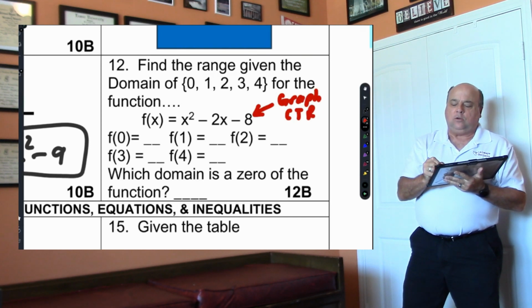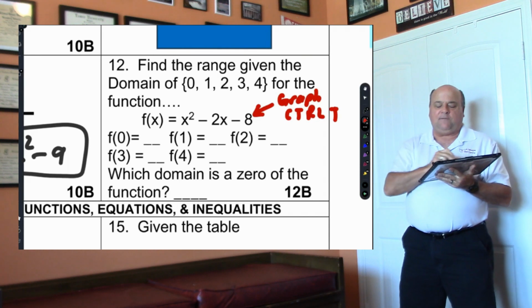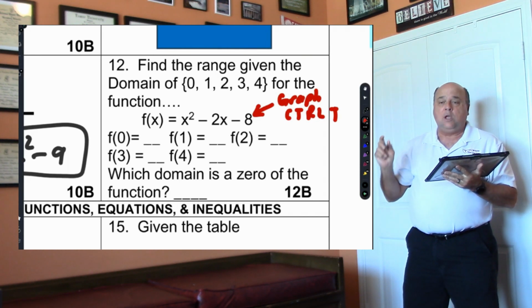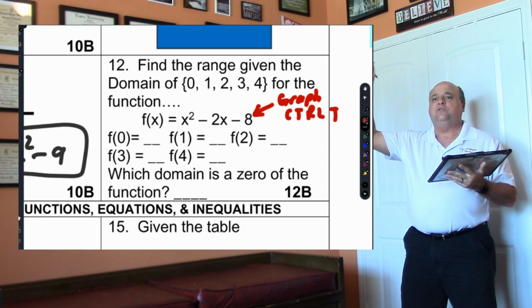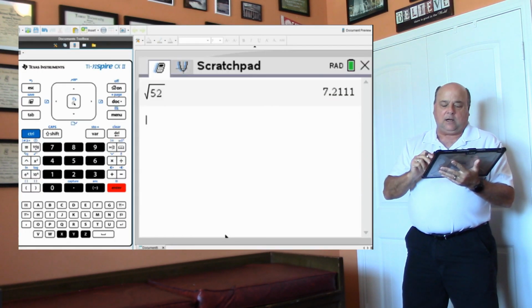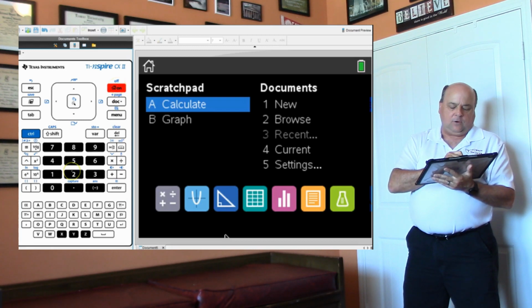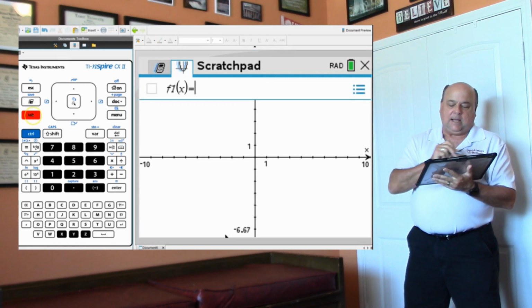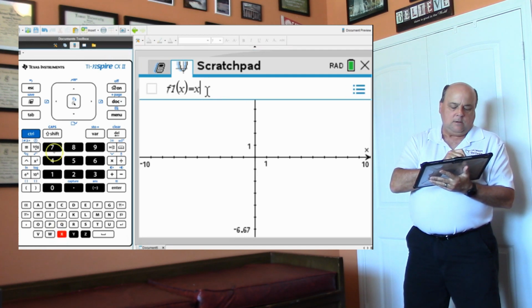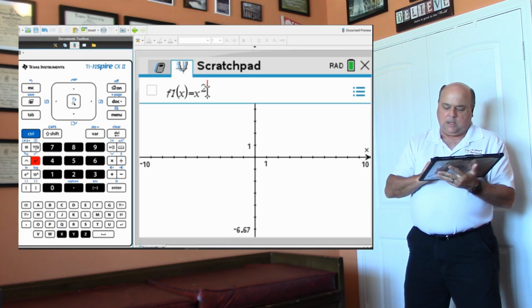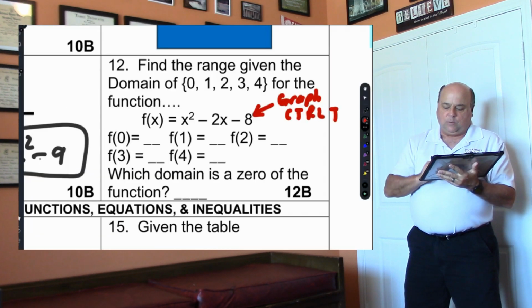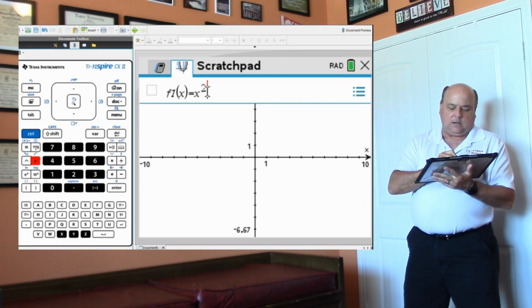And then we're going to hit Control T. That gives us a table of values that will give us the answer to 0, 1, 2, 3, 4. So we need to graph it, hit Control T, and use the domain to get our range. So we're going to go to the calculator, hit Home, B for graph, not A, and then I'm going to hit Tab, and I got x squared, hit Tab again, x squared, and then let me get the equation again, x squared minus 2x minus 8. I need to put that in the calculator. Hit enter.